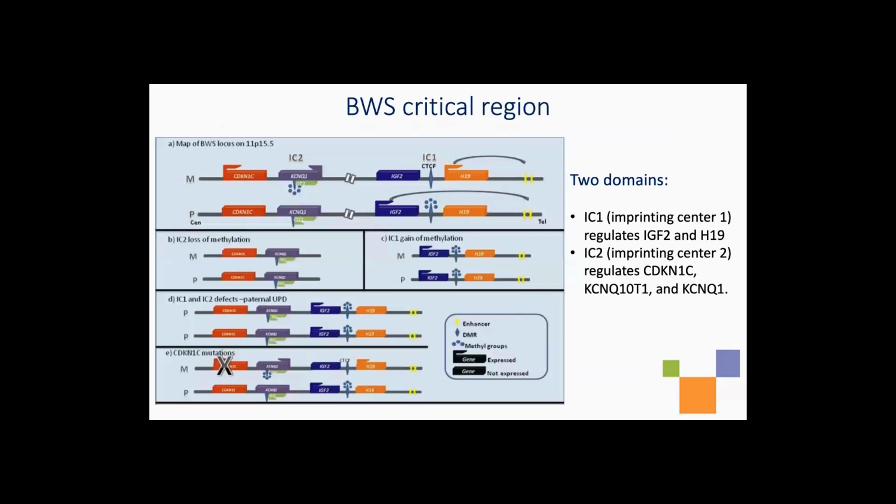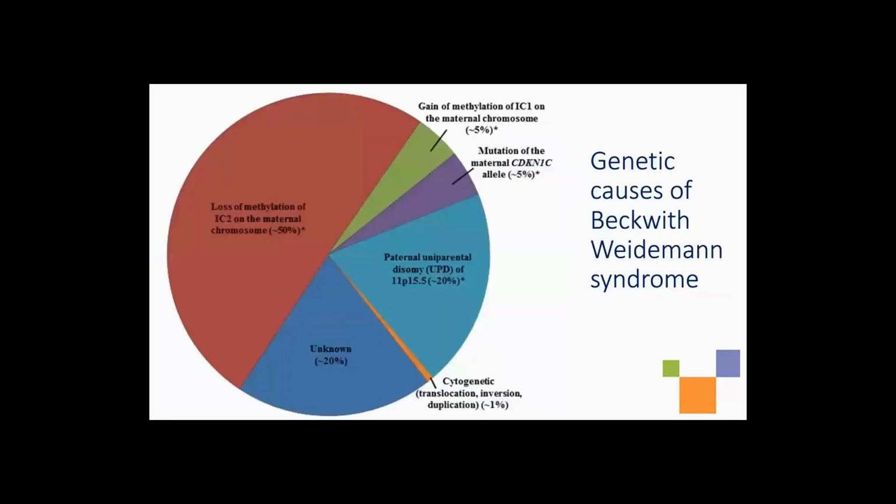So this diagram illustrates the 2 domains in the Beckwith critical region. Imprinting center 1 regulates these 2 genes, IGF2 and H19, and imprinting center 2 regulates these genes. And again, disruption of these imprinting centers can result in Beckwith syndrome. Paternal UPD can also lead to methylation abnormalities and functional abnormalities in these genes, and Beckwith syndrome, as can variants in the CDKN1C gene.